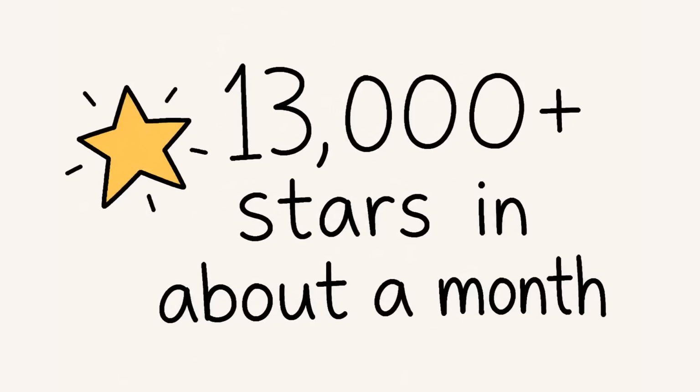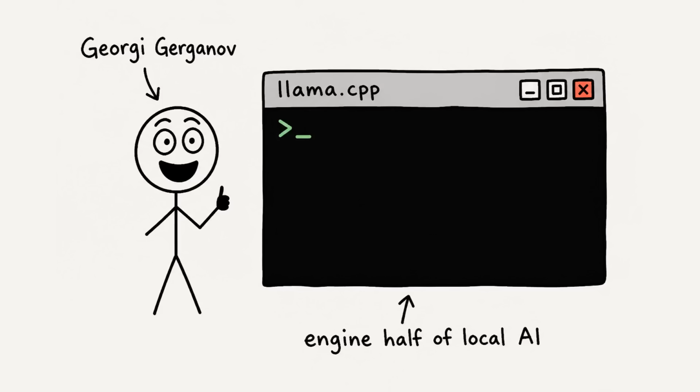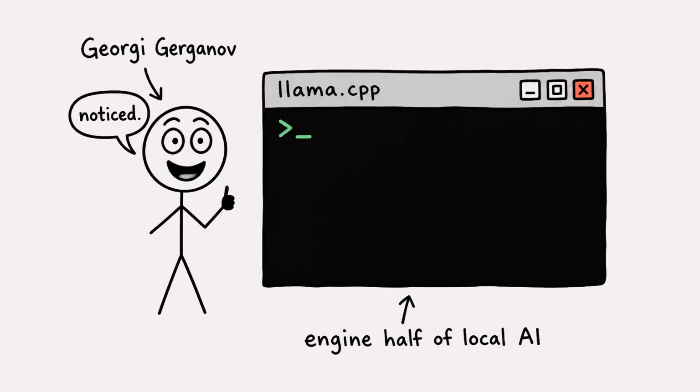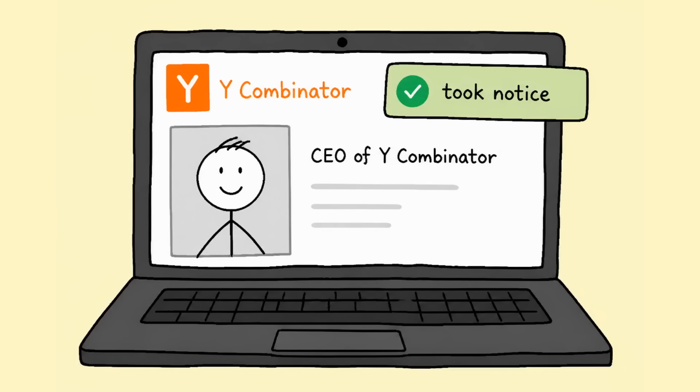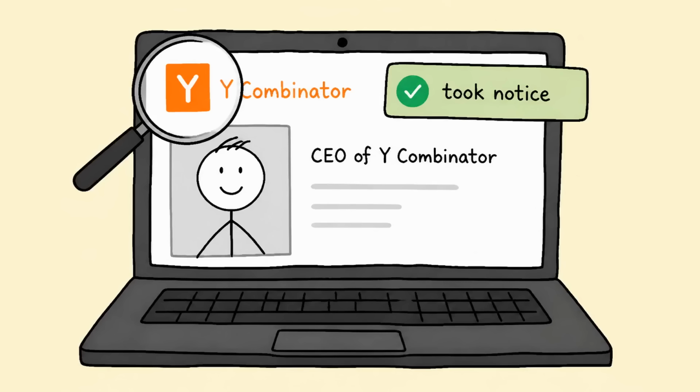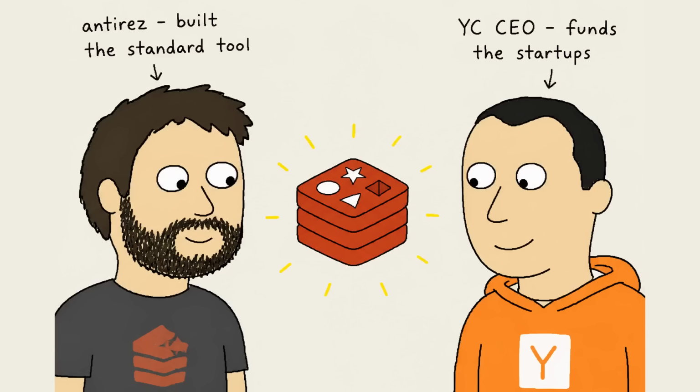And it crossed over 13,000 GitHub stars in about a month. Georgi Gerganov, the guy who wrote llama.cpp, which is the engine half of local AI runs on, he noticed. So did the CEO of Y Combinator. And look, when the person who built the standard tool and the person who funds the startups both stopped to look, something real happened.